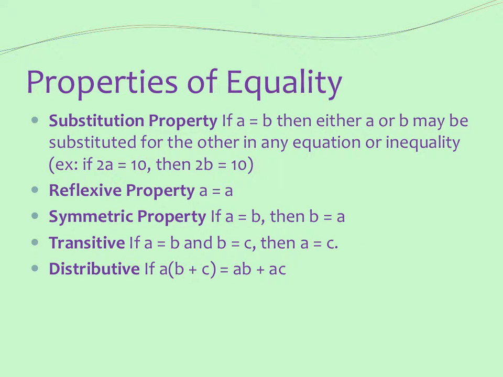Okay, continuing the properties of equality. Then we get into substitution. The substitution property says if A equals B, then either A or B may be substituted for the other in any equation or inequality. So if 2A equaled 10, then 2B would equal 10. We've substituted B in the place of A.